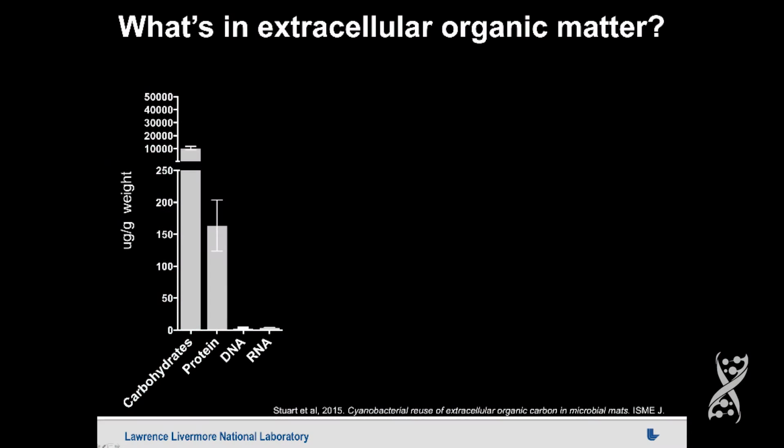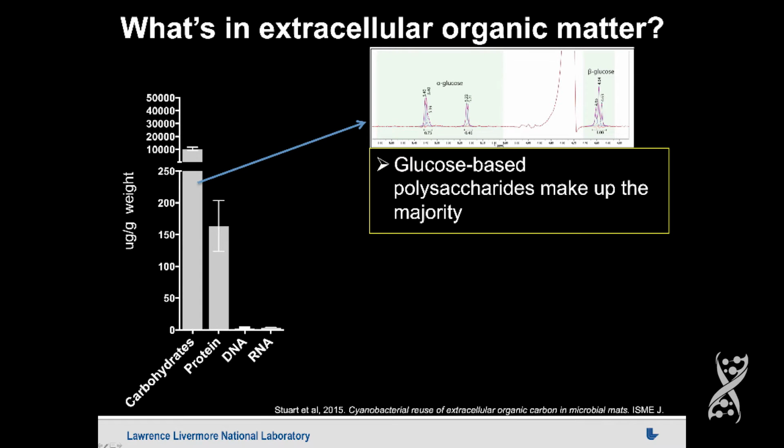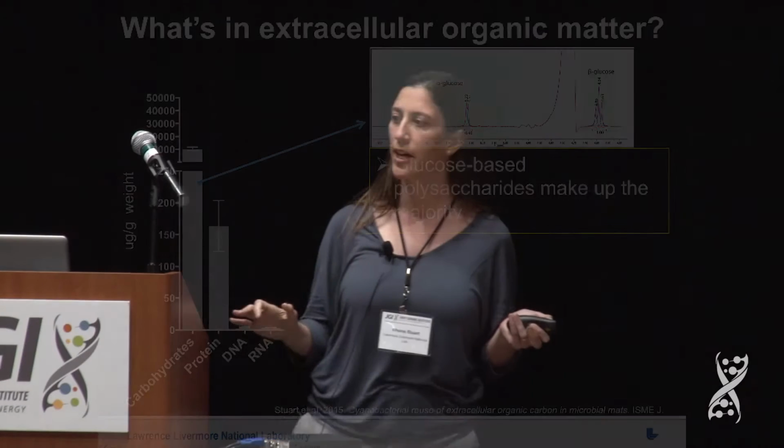The first thing we wanted to do was characterize what was in this extracellular organic matter. And that was some earlier work we did. And we found it's mostly polysaccharides, carbohydrates. And if we look at these closer, mostly glucose-based monomers that are alpha and beta-linked glucose. So you have something that's kind of cellulose-like and something that's sort of starch-like. And there's some other monomers in there, but that's the majority.